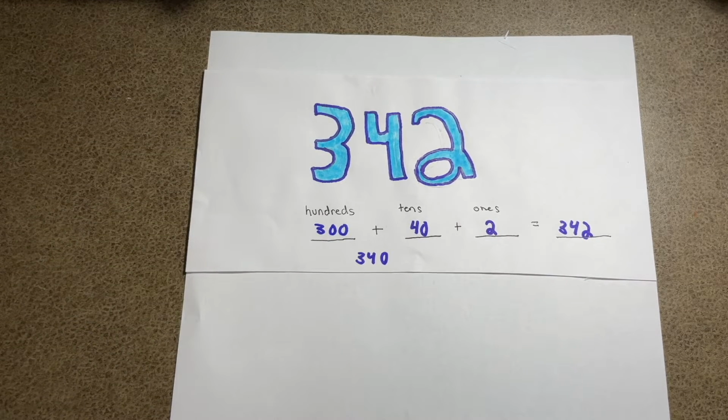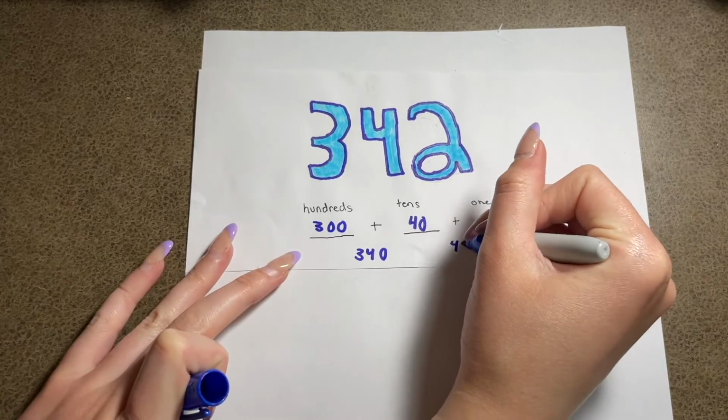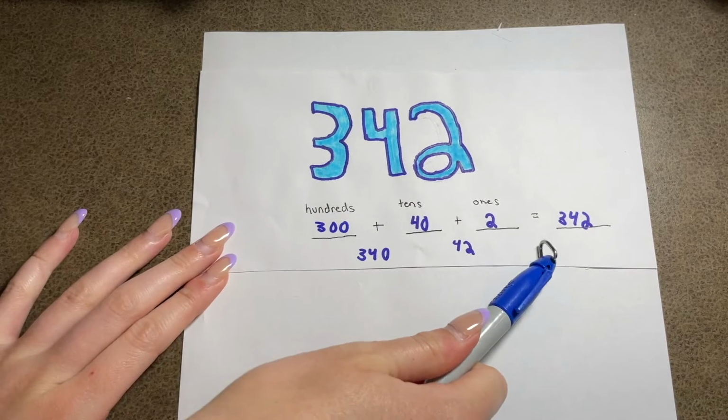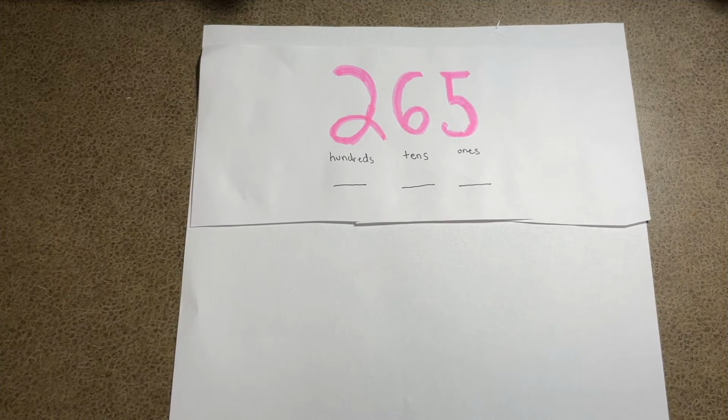You can also do this another way. For example, adding 40 to 2 would give you 42. You could then add 300 to 42, and you would again get 342. That's what these numbers represent. Now, let's try some examples.